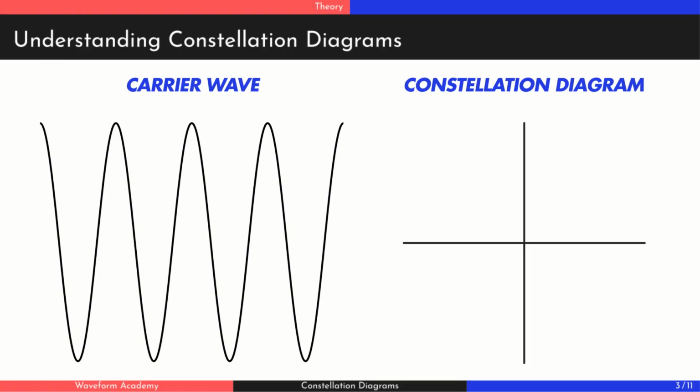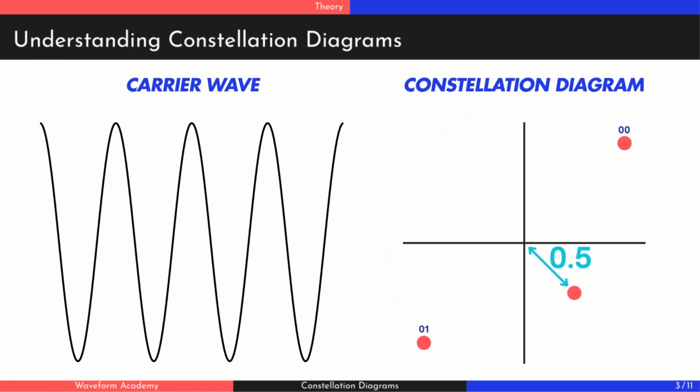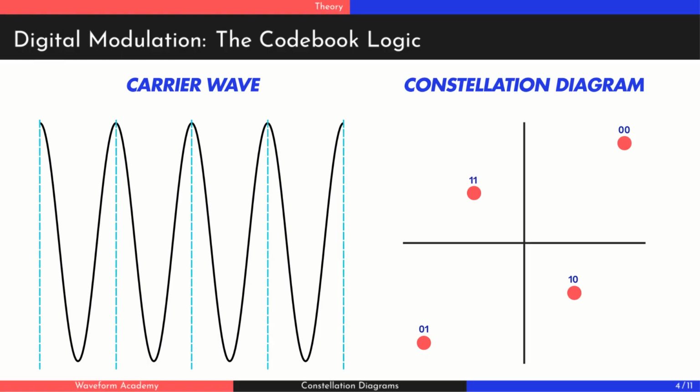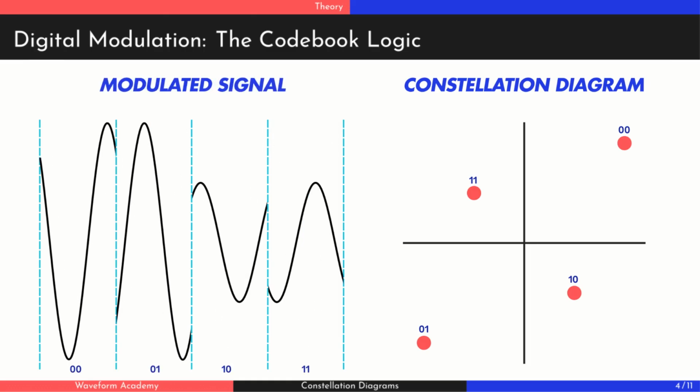For example, an amplitude of 1 with a phase of 45 degrees might represent 0, 0. The same amplitude with a phase of 225 degrees could represent 0, 1, while an amplitude of 0.5 with phases of 315 degrees or 135 degrees could represent 1, 0 and 1, 1. When sending data, the transmitter slices the stream into chunks, here 2 bits at a time, and modulates the wave according to the codebook. The receiver, using the same codebook, observes the wave's changes and reconstructs the original bits.